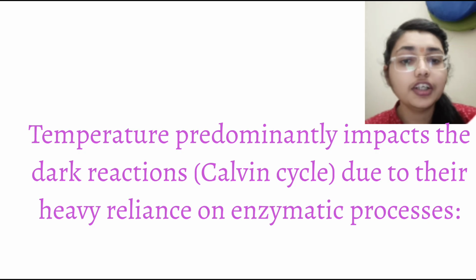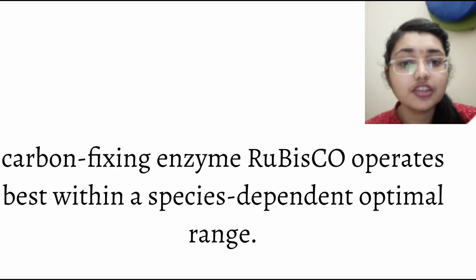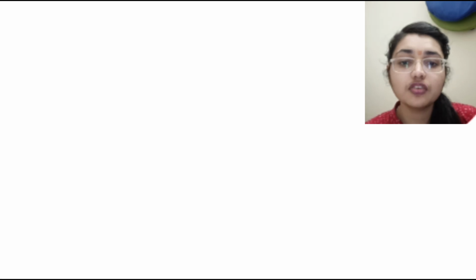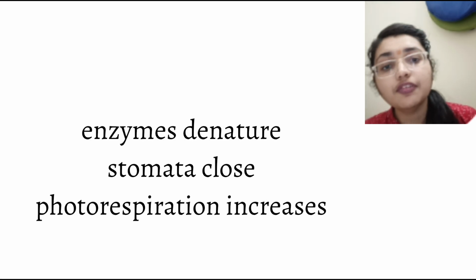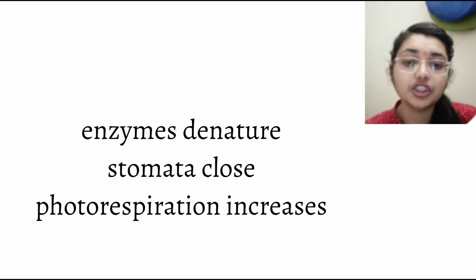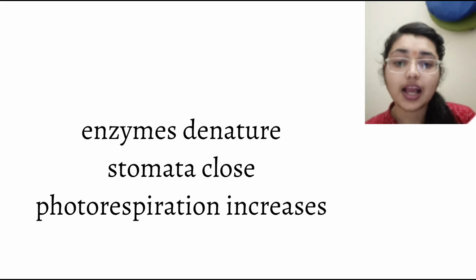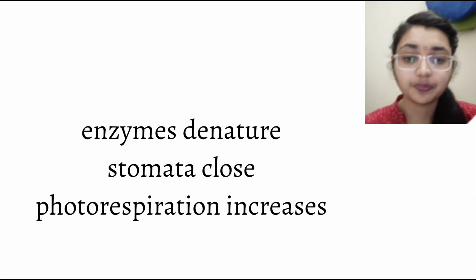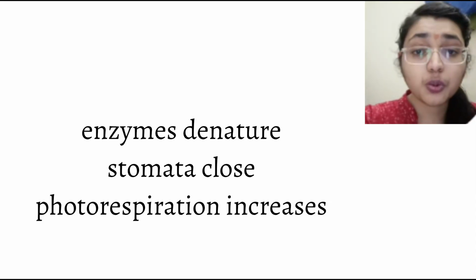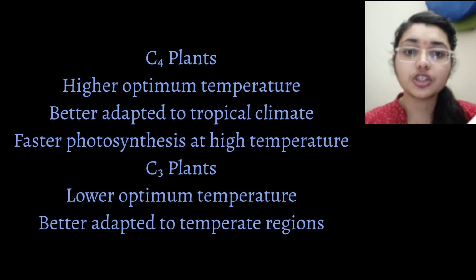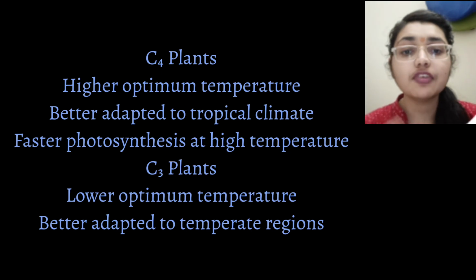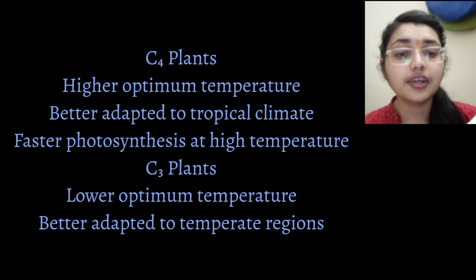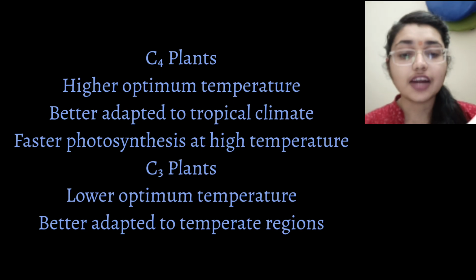At lower temperature, enzyme activity slows down, ATP utilization decreases, and photosynthesis becomes slow. And if the temperature is very high, the enzymes denature, the stomata will close, and photorespiration will increase. Then if we see the temperature response of C3 and C4 plants, the C4 plant has a high optimum temperature, is better adapted to the tropical climate, and has faster photosynthesis at high temperature, and the C3 plant has a low optimum temperature and is better adapted to temperate ranges.